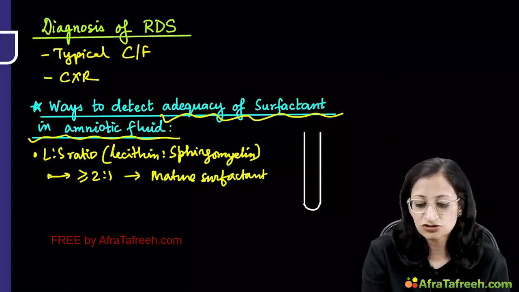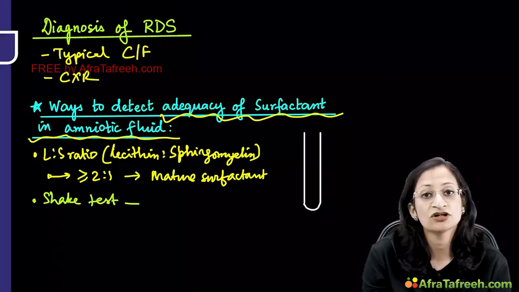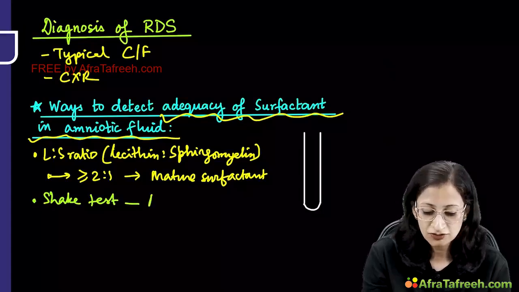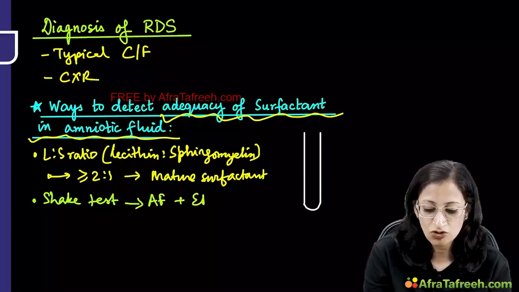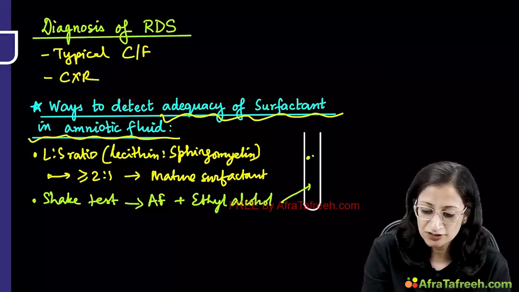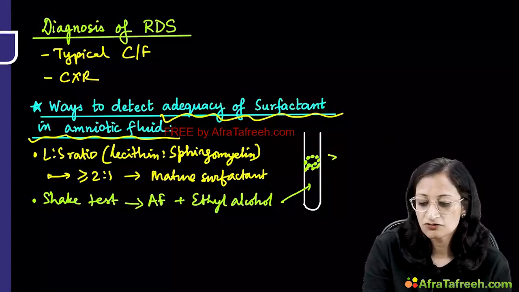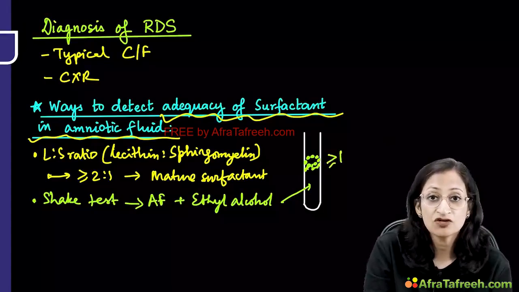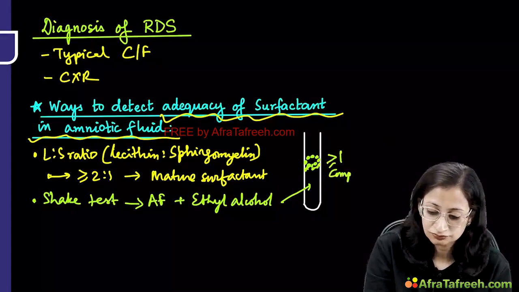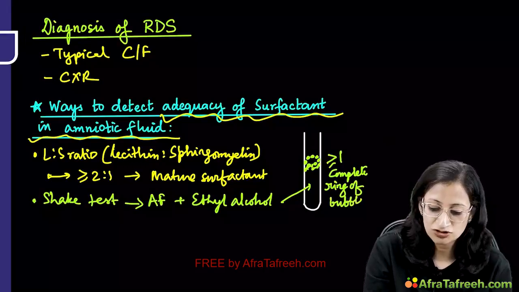What else? We can do something known as the shake test. What do you do in the shake test? We take equal volumes of amniotic fluid plus ethyl alcohol in a test tube, shake it for some time, and let it stand for some time. If you see one or more complete rings of bubbles on the surface, then that indicates the presence of mature surfactant.